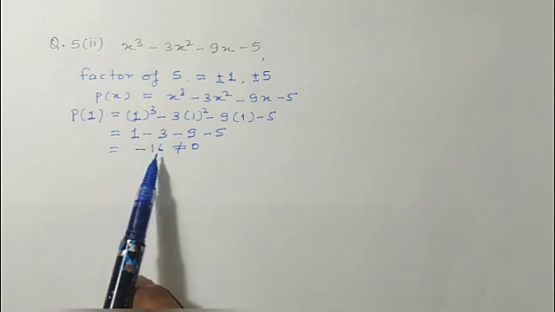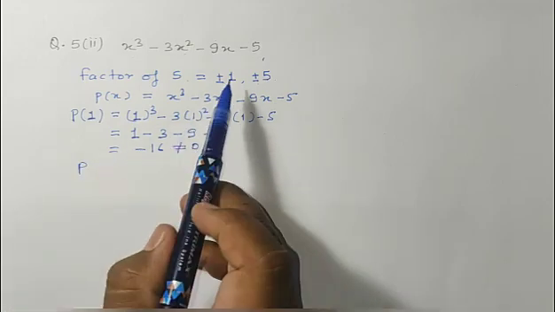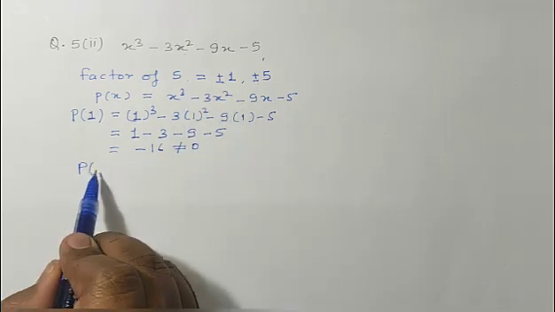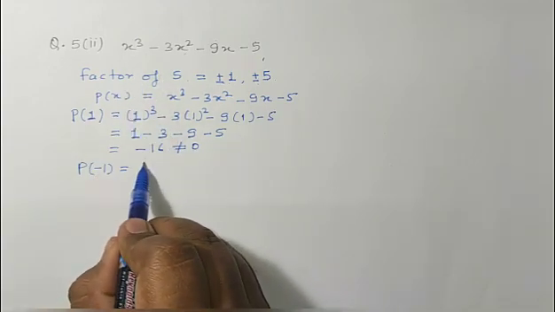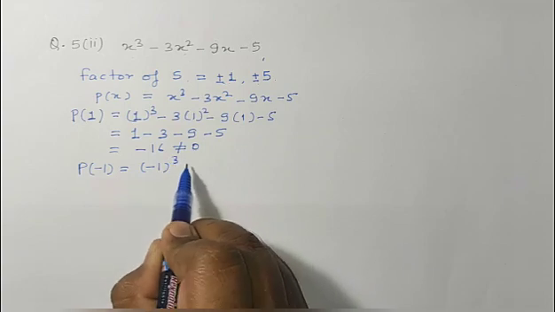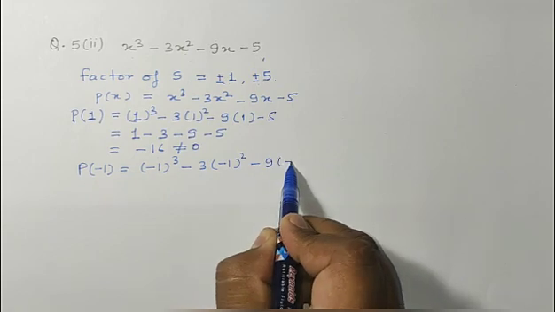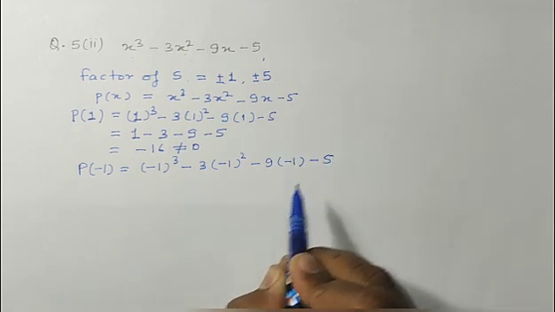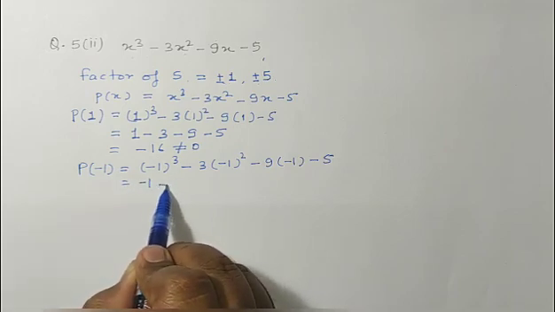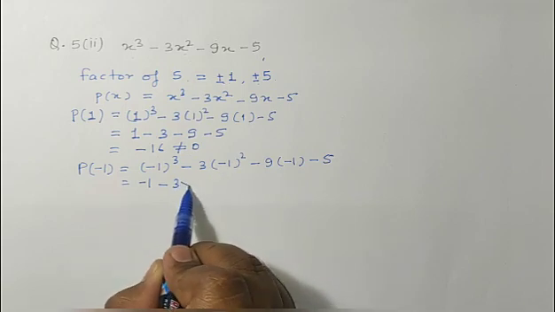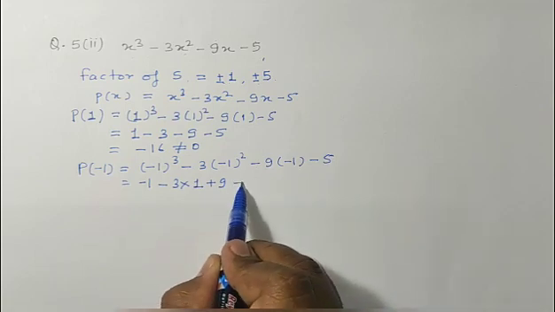So we will put the values until we get 0. Plus 1 we have checked, now we will check minus 1, p of minus 1. At the place of x we will put minus 1, so minus 1 cube minus 3 into minus 1 square minus 9 into minus 1 and again minus 5. So what will we get from here? Minus 1 cube is minus 1, minus 3 into minus 1 square is minus 3, minus 9 into minus 1 will be plus 9, and here it is minus 5.